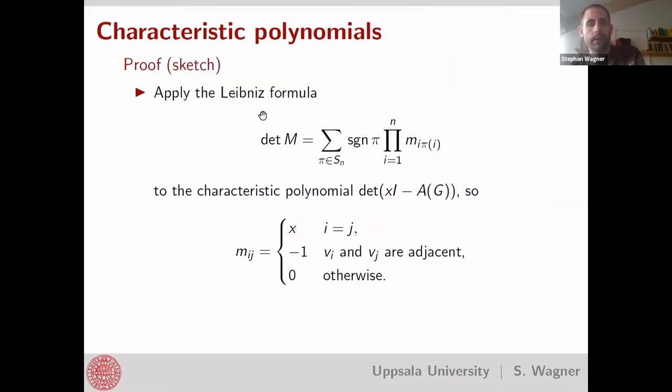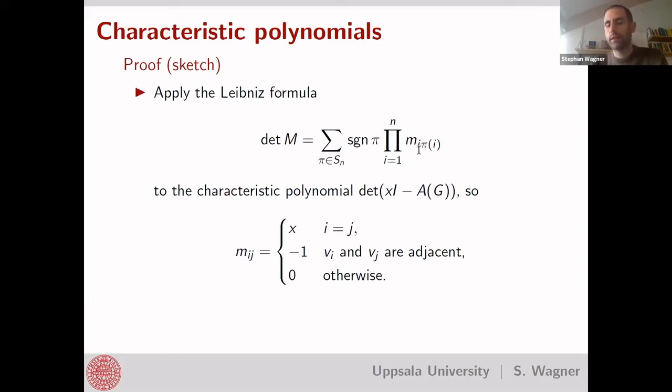How does one get to that? The key idea is to apply the Leibniz formula for the determinant. Now, if you haven't seen this before, you have to believe me that this formula for the determinant holds. It expresses the determinant as a sum over permutations. Each permutation has a sign attached to it, +1 or -1. For each permutation, I get a product of entries.